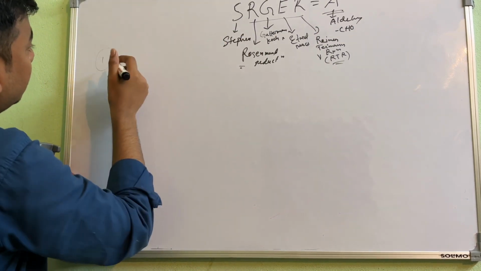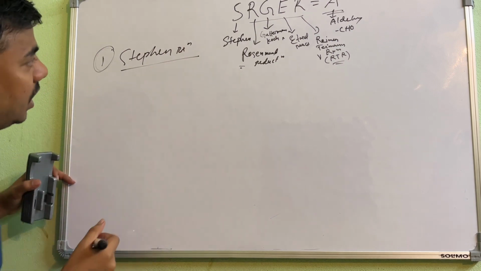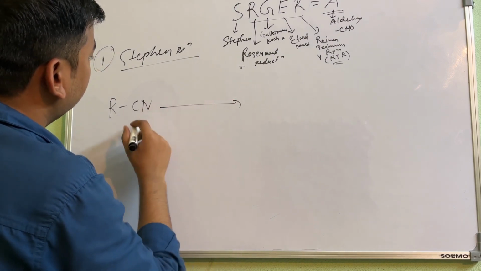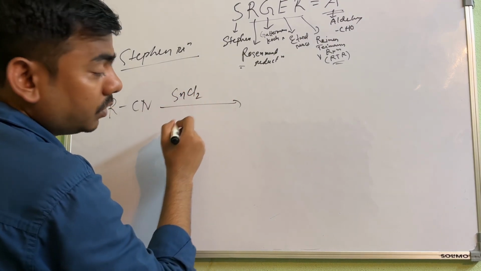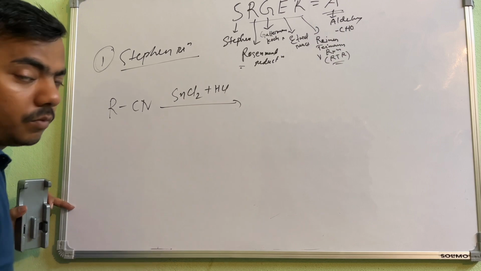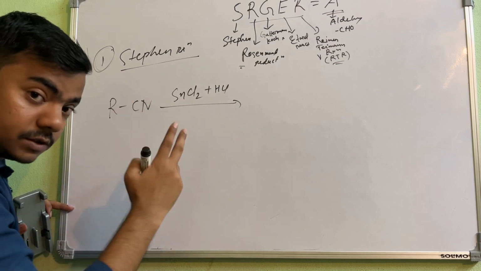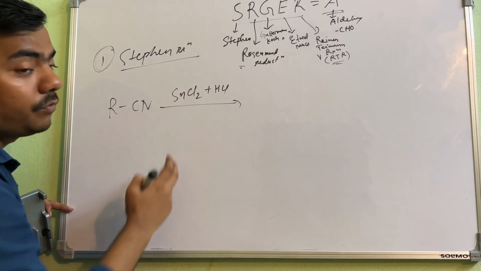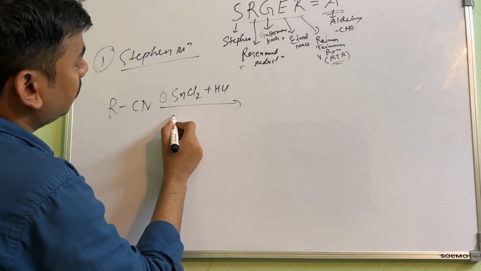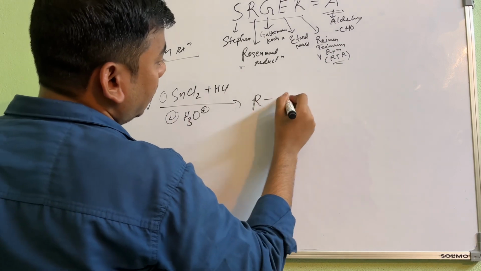So let's start with the first one, that is the Stephen reaction. What happens here: you have to take alkyl nitrile, and you will use SnCl2 plus HCl, or in the presence of HCl. What is SnCl2 basically? Stannous chloride. One thing I am telling you here: tin shows variable valency. When it shows plus 2 valency, its name is stannous. If it is SnCl4, it is showing plus 4 valency, and at that time its name is stannic. You already know this thing. After that, in the second step hydrolysis is required, which you can write as H plus or H3O plus, and from here you will get an aldehyde.